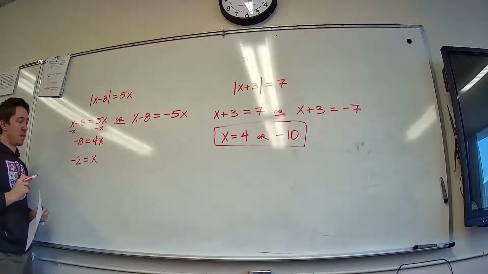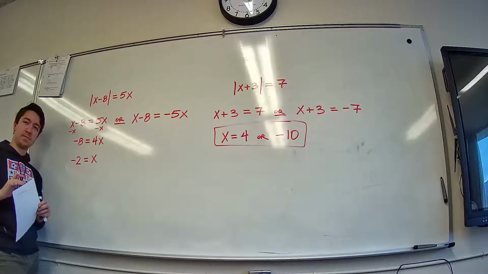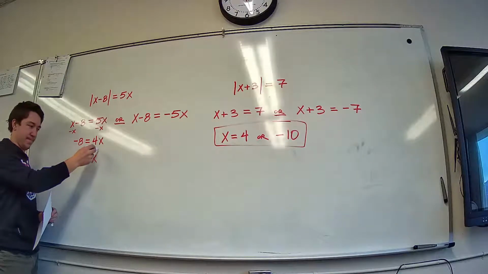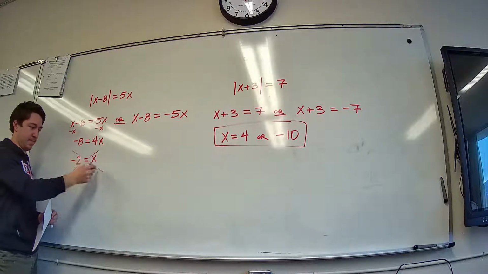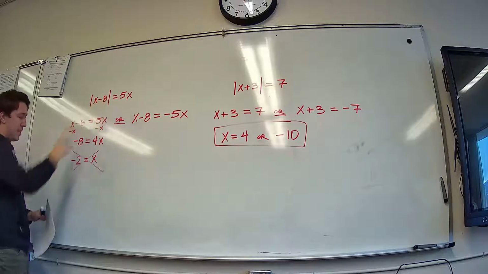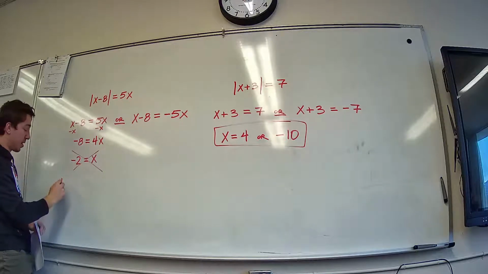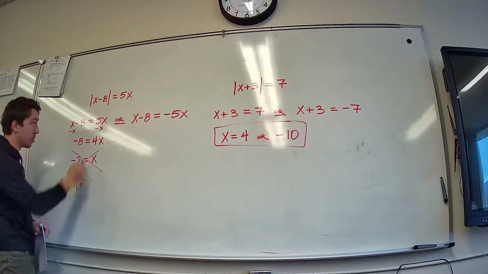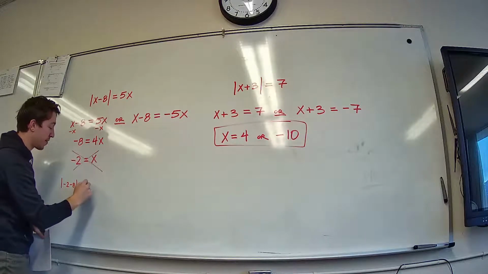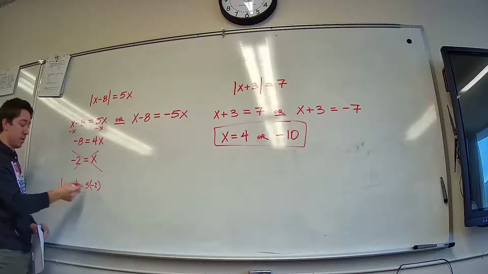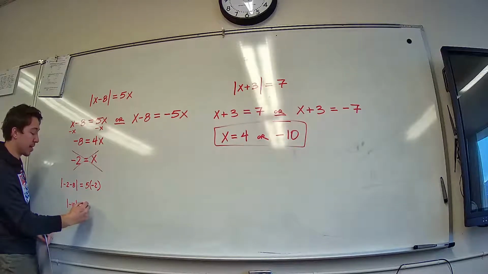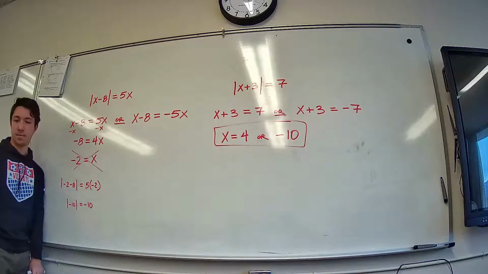Awesome. What do you think about that? Is that a valid answer? Absolutely not. Never. Plug it back in. It would read the absolute value of negative 2 minus 8 is equal to 5 times negative 2, which would say the absolute value of negative 10 is equal to negative 10. You'd be like, bruh. No.